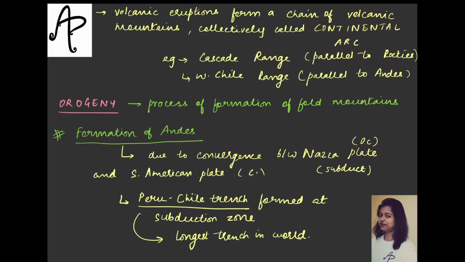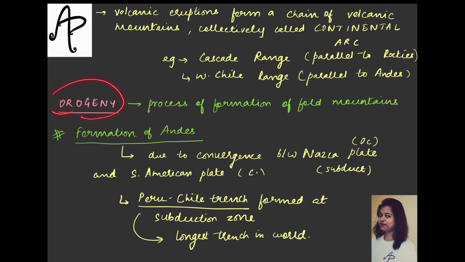Some examples: there is the Cascade Range. Now these are very prelims-oriented points. They can ask you such questions in match the following, or correct-incorrect statements. So the Cascade Range, which is parallel to the Rockies, then the West Chile Range, which is parallel to the Andes Mountains. Then there is a term which you should be familiar with, because you will come across this term at several points in your discussion.